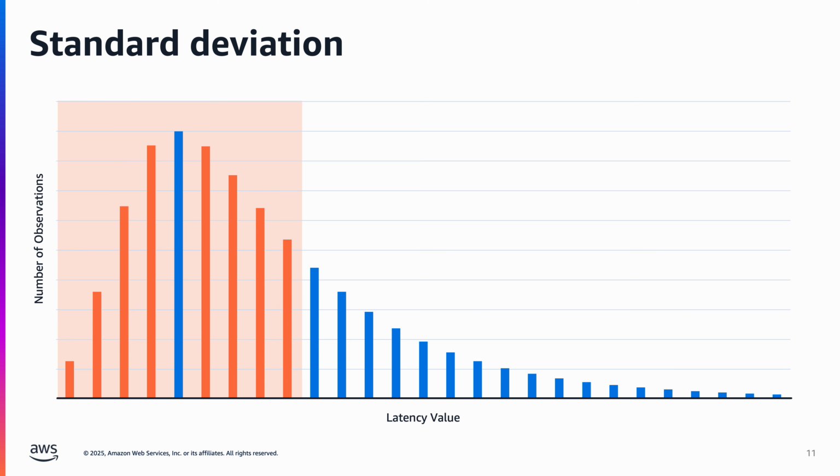And I can use statistical measures such as standard deviation to study variability in my dataset. In my example, all observations in the orange shaded area fall within one standard deviation to the left and right of the sample mean.